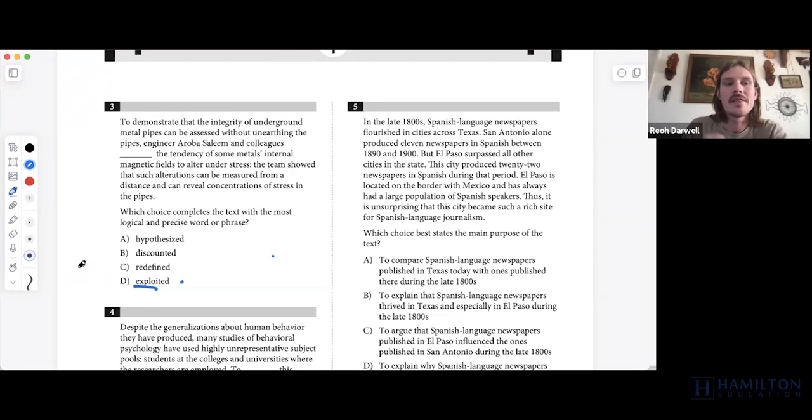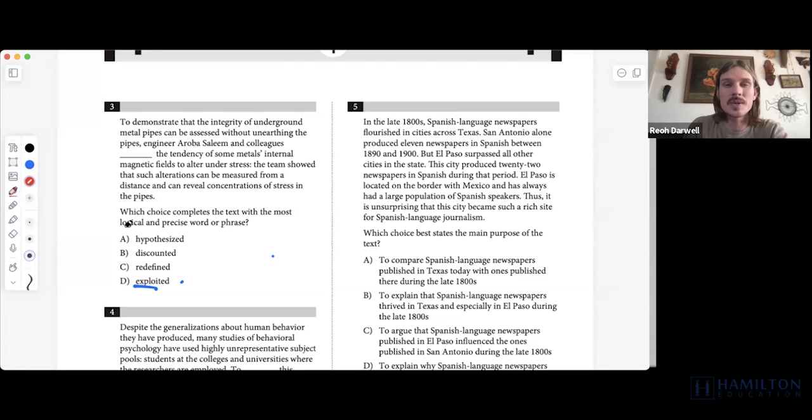Why? Because they're saying they utilized the tendency of some metals' internal magnetic fields to alter under stress to measure these pipes without digging in to get them. Okay, so basically what they're saying is they're using something that we know about metals, right? That their magnetic fields alter under stress, as a way to show that we can measure the stress level of these metals without having to dig down or unearth these pipes. Okay, so exploited works there.